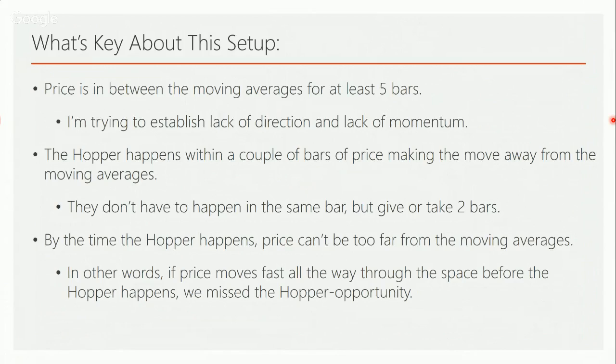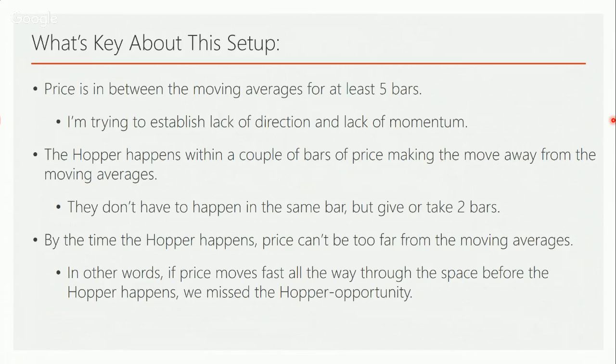The hopper happens within a couple of bars of price making the move away from those moving averages, and I know I have timing for a change, and the change in this instance would be what was no decision is now decision is on. But sometimes they don't happen all in the same bar. Sometimes price will move out, make the move over the moving average, and then in the next bar or two, we'll get the hopper. Or sometimes, I think more often probably, the hopper is going to happen, and then within a couple of bars, we're going to see price making a move away from the moving averages. So they don't have to happen in the exact same bar, but give or take maybe 1 or 2 bars.